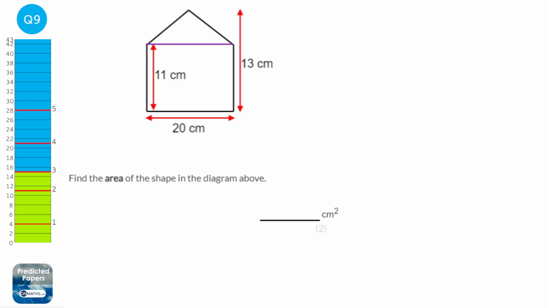So the width of the triangle, the base, will be the same as the base at the bottom, so that will be 20 centimeters. And we need to find the height, which is this length here, which is 90 degrees to the base. To find that, we can look at the fact that the total height of the whole thing is 13, and the height of the bit we don't want is 11. So what's left over? Well, 2 centimeters will be left over, so the height of the triangle will be 2 centimeters. So let's work out the area of the triangle first.